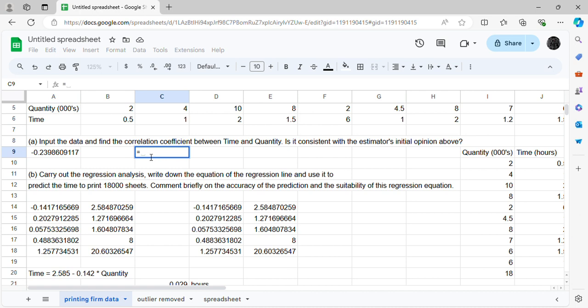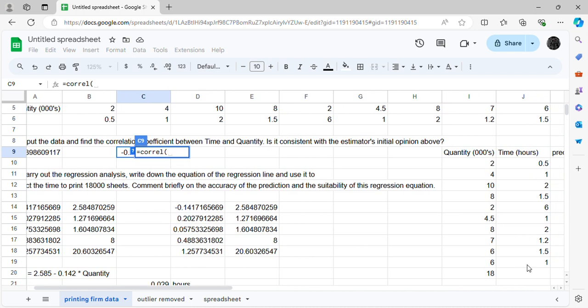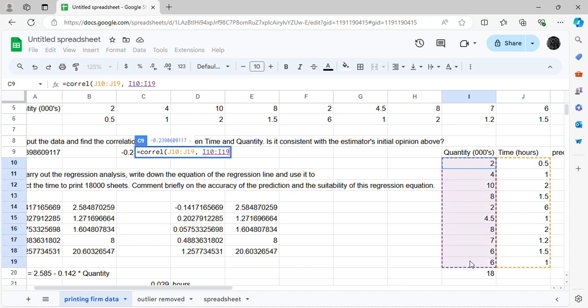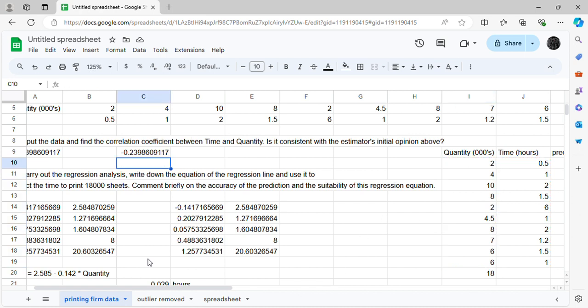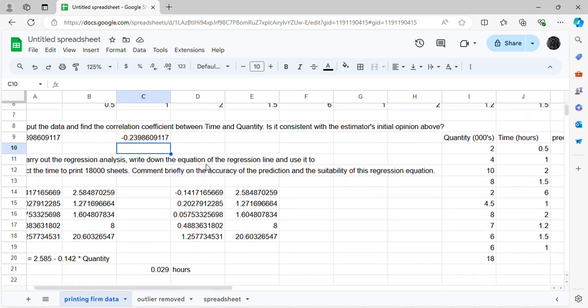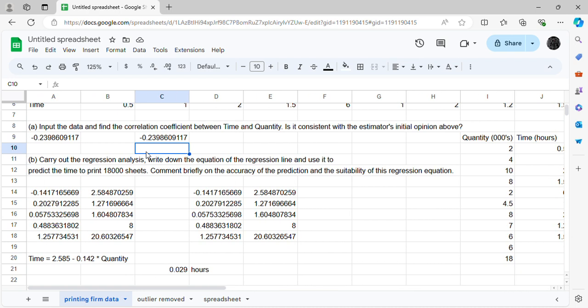So we type equal CORREL, and we select the time, comma, and then the independent values for the quantity, close the bracket, and we get minus 0.2398 and so on. This negative sign shows that it is a negative relationship. So it is not consistent with the estimator's opinion.